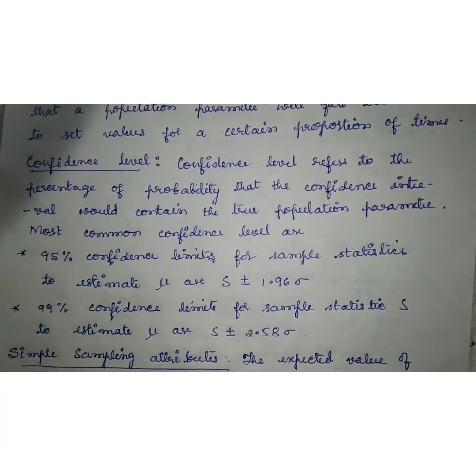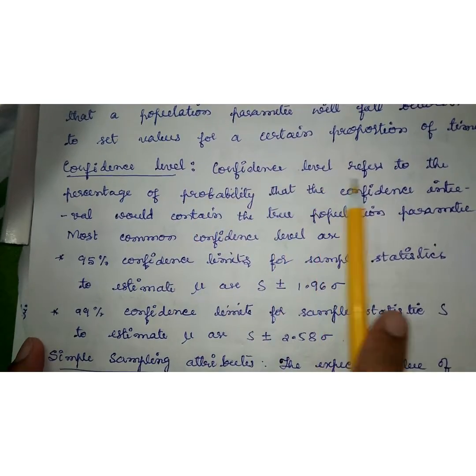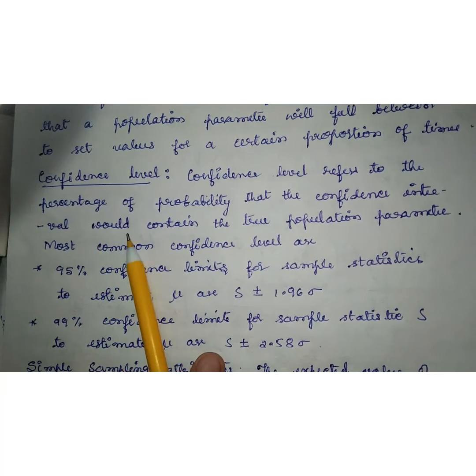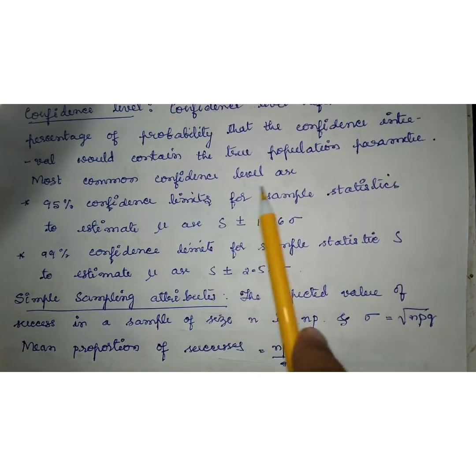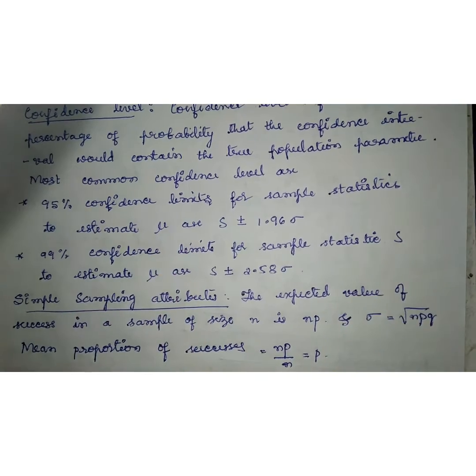So now let us move on to confidence level. Confidence level refers to the percentage of probability that the confidence interval would contain the true population parameter, and the most common confidence levels are 95% and 99%.